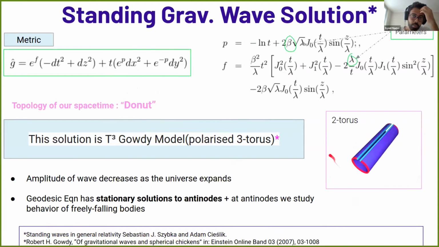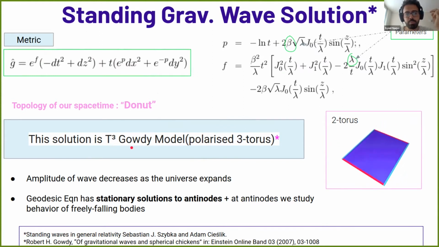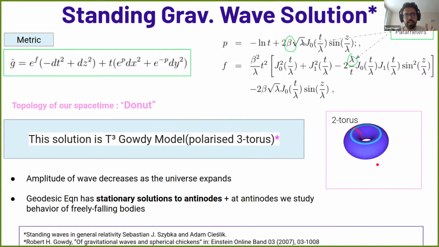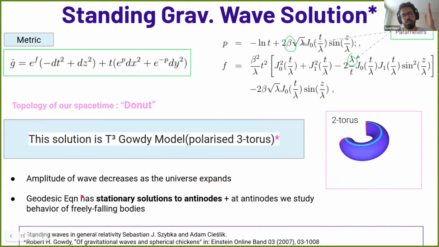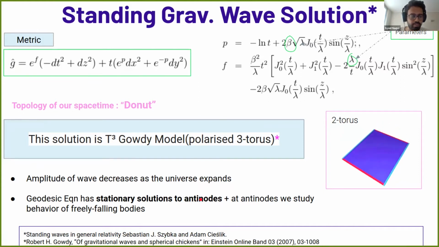Now, what is the topology of this space-time I'm discussing right now? It's actually a donut. More officially, it is known as the T3 Gowdy model, which is a polarized three-torus. If you join the two opposite sides of a square tile, you will get a two-torus. But a three-torus is when you take the opposite sides of a cube, and then you get a three-torus. So the amplitude of the wave decreases as the universe expands. We studied the geodesic equation and found that it has stationary solutions at the antinodes. And it is at the antinodes that we try to study the behavior of freely falling bodies.